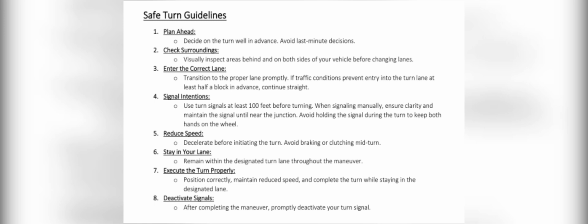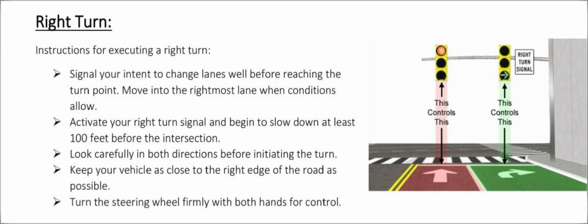7. Execute the turn properly. Position correctly, maintain reduced speed, and complete the turn while staying in the designated lane. 8. Deactivate signals. After completing the maneuver, promptly deactivate your turn signal. Right turn. Instructions for executing a right turn.